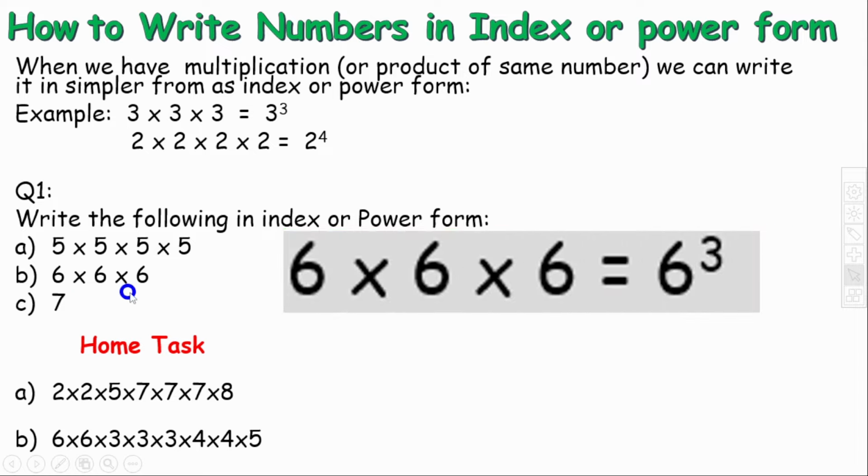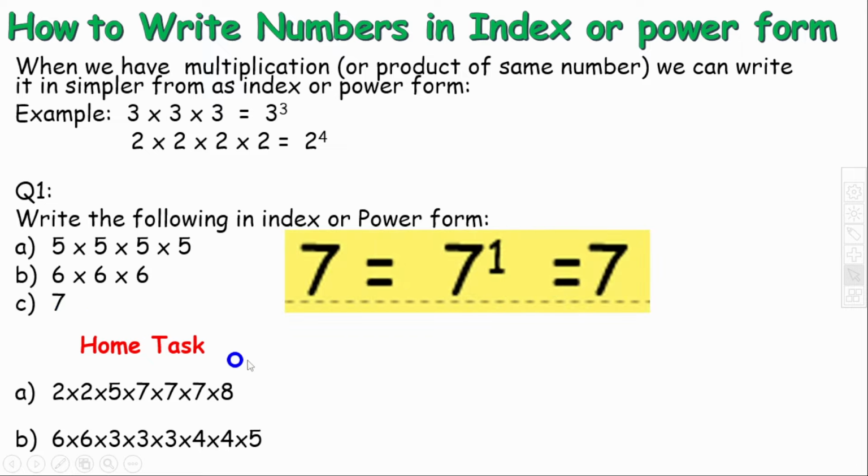Next, 6 times 6 times 6. That's 6 raised to power 1, 2, 3. They appear 3 times, 6 raised to power 3. Then we have 7. Ordinary 7 like this is the same thing as 7 raised to power 1. That means it occurred 1 time. 7 raised to power 1 is equal to 7. Anything raised to power 1 is equal to that same number. And anything raised to power 0 is 1. Or you just know that.